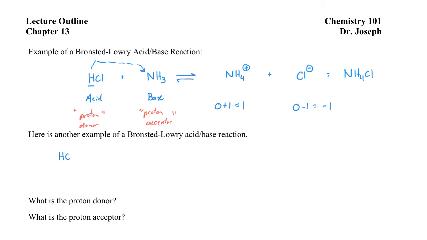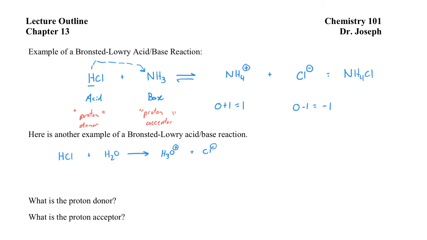This time we will look at hydrochloric acid reacting with water, which you might remember we looked at in the context of the Arrhenius definition. So let's see if we can explain the same reaction that Arrhenius does, but using the Bronsted-Lowry definition of acids and bases. Dissolving hydrochloric acid in water results in the production of hydronium ion and chloride anion.